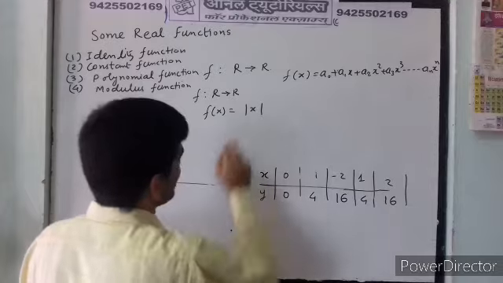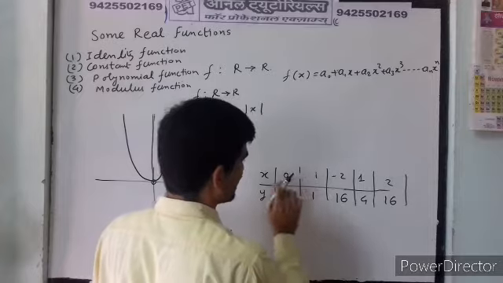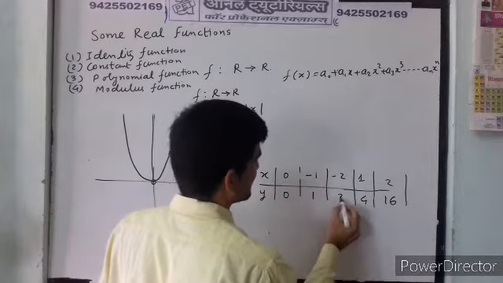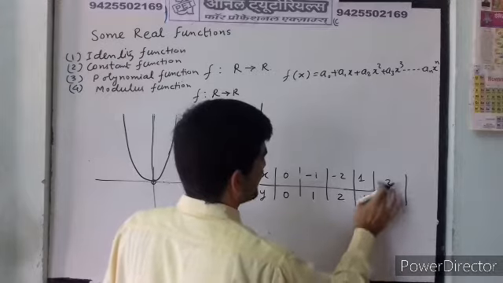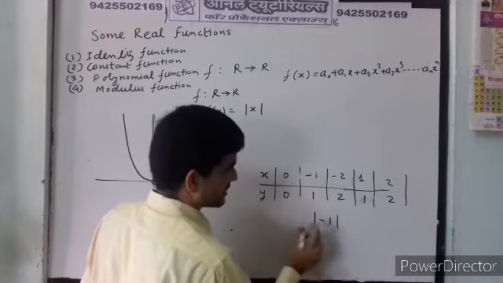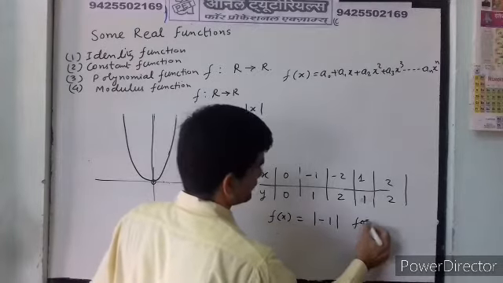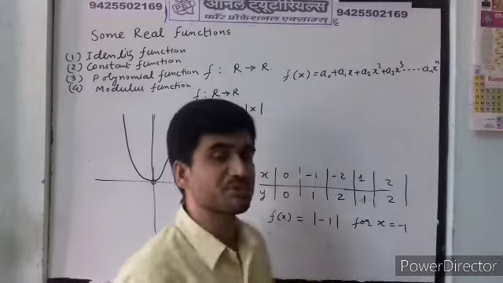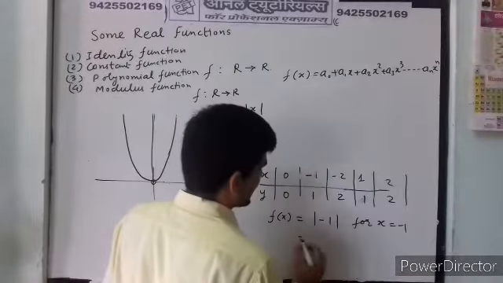Whatever values of x you put here, when you put x equal to 0, you will get y equal to 0. When you put x equal to 1, you will get 1. When you put x equal to minus 1, you will get 1. When x equal to minus 2, you will get 2 only. When you put x equal to 1, again you will get 1. And when you put x equal to 2, you will get 2. Within the modulus we are putting minus 1 because we can put any value of x. X is a real value. Minus 1, so you are getting plus 1 there.